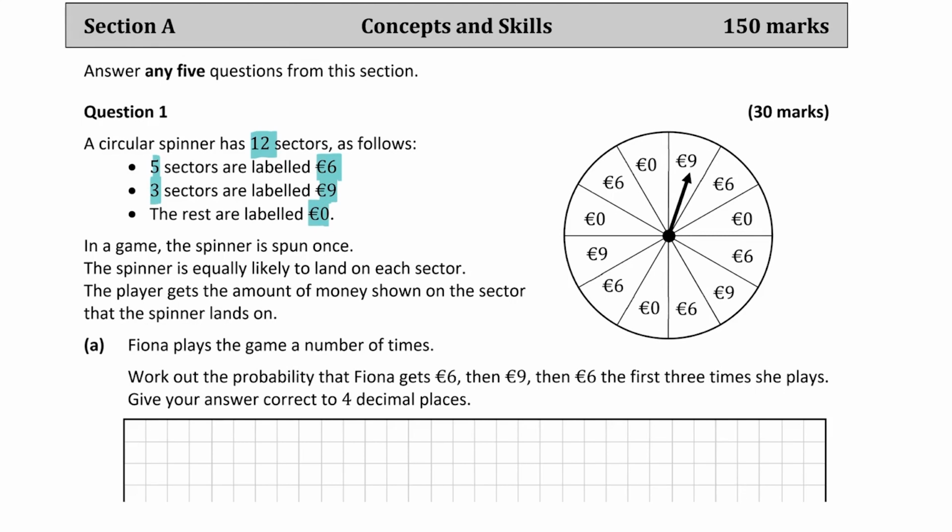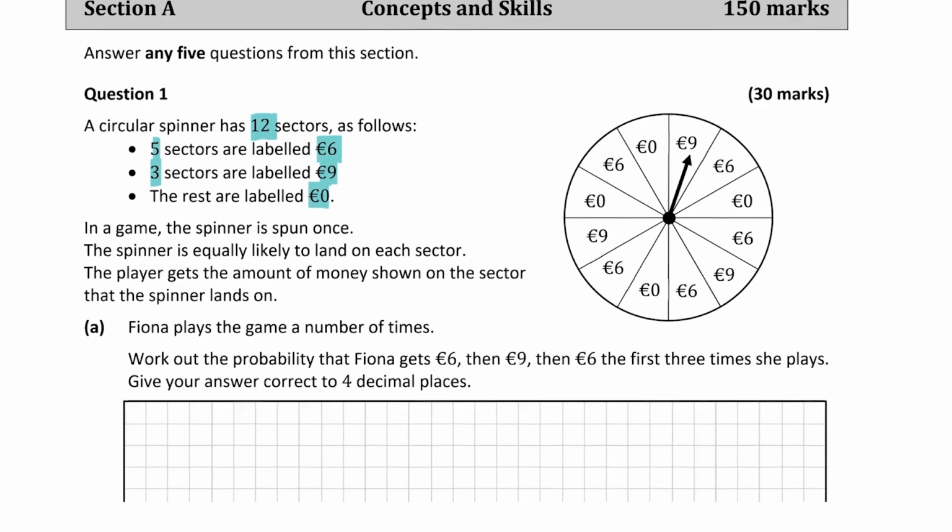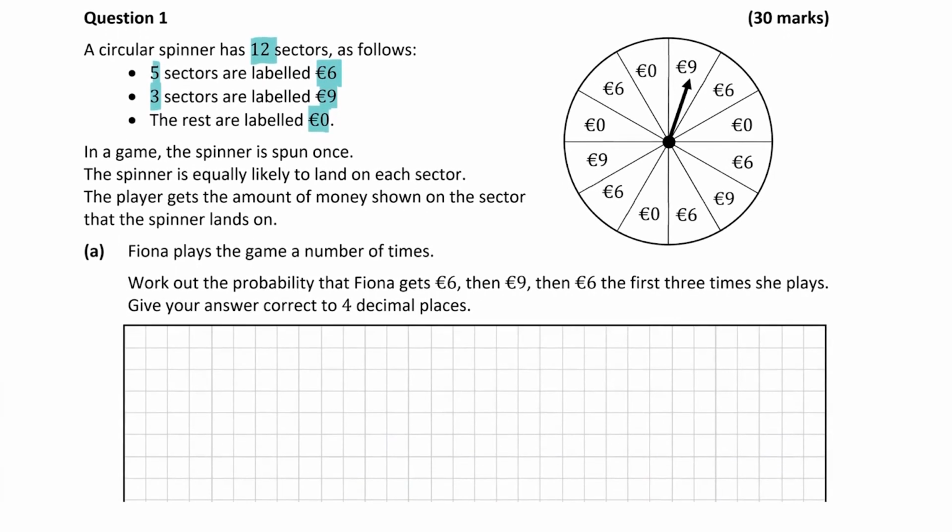In a game, the spinner is spun once and the spinner is equally likely to land on each sector. There's a 1 in 12 chance that it will land in each sector. The player gets the amount of money shown in the sector. So in question A, we're told that Fiona plays the game a number of times, and we're asked to work out the probability that Fiona gets €6, then €9, then €6 in the first 3 times she plays. And we're asked to give our answer correct to 4 decimal places.